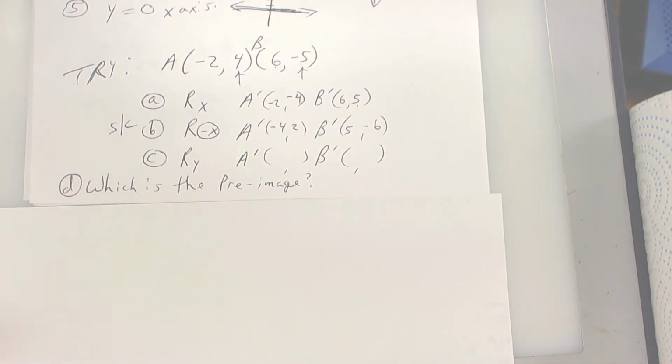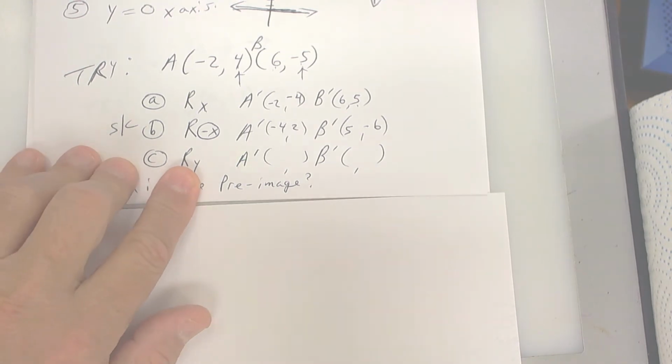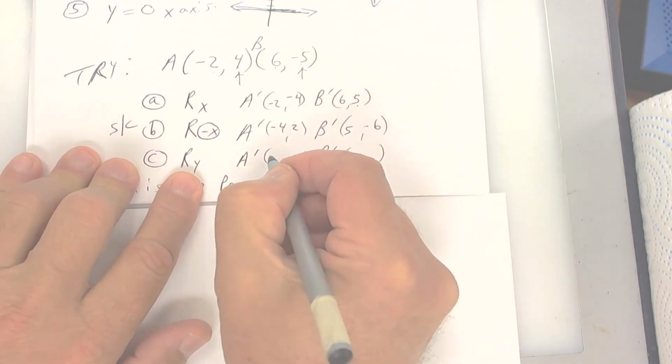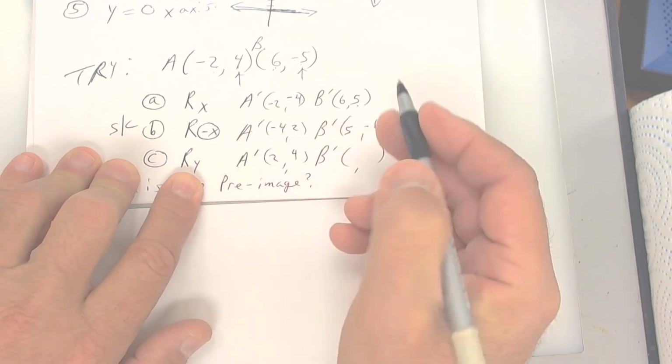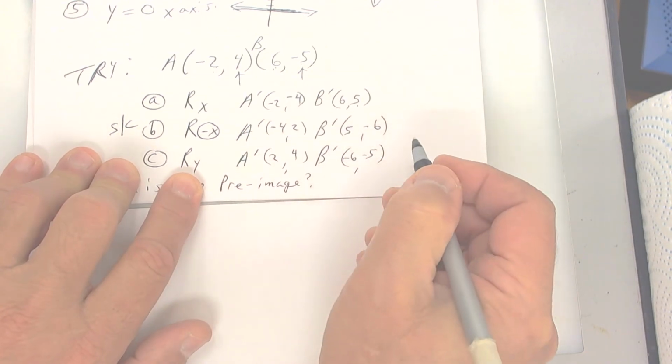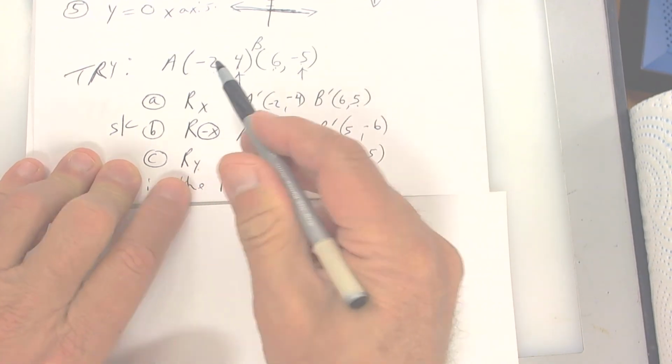When you reflect over the y, you change the x. So here is my x. So that becomes 2 and 4. Change this one, negative 6 and negative 5. You change only the x.